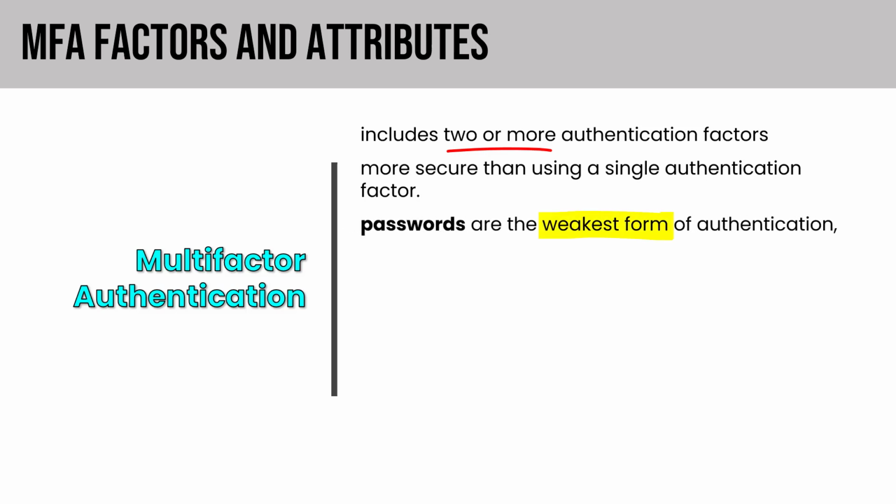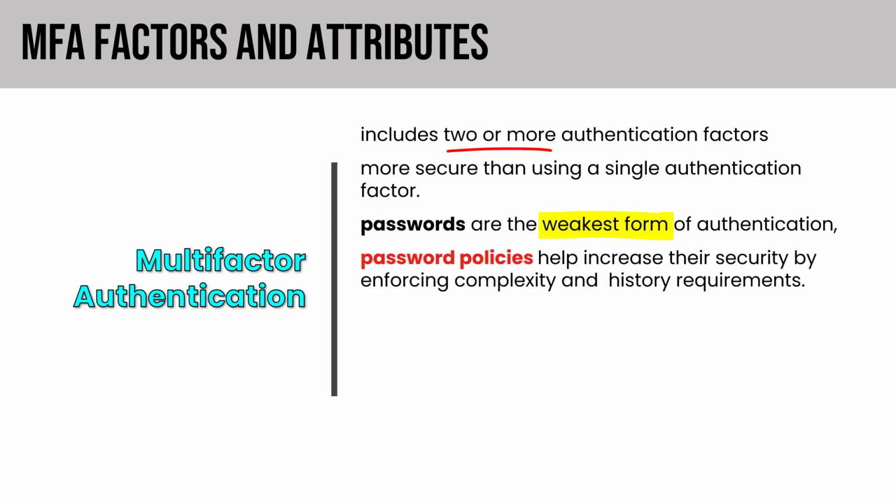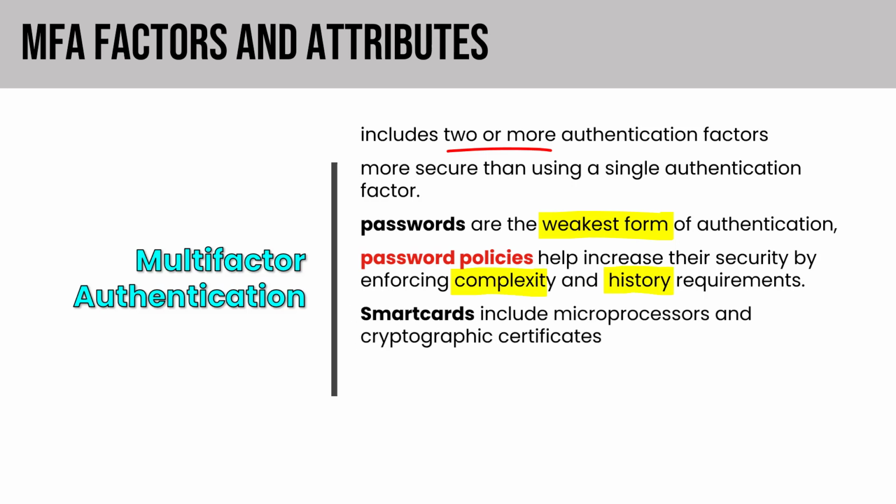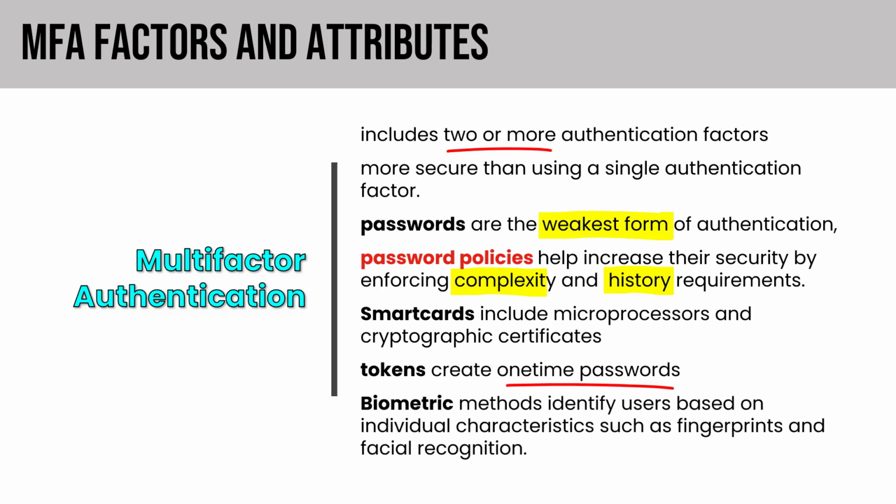Passwords are generally the weakest form of authentication. Password policies help increase their security by enforcing complexity and history requirements. Smart cards, including microprocessors and cryptographic certificates, give us another strong authentication factor. Tokens create one-time passwords, and biometric methods identify users based on individual characteristics like their fingerprints or facial recognition, retina or iris, and more.